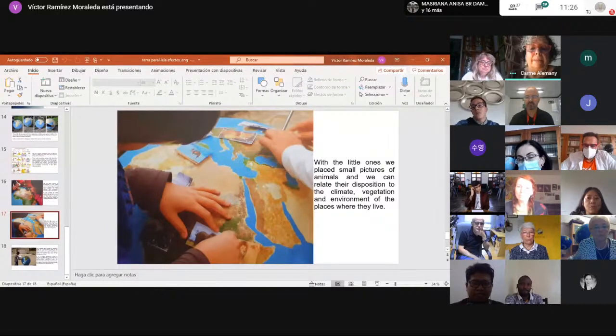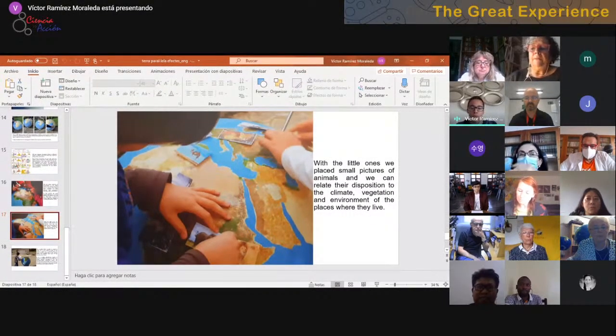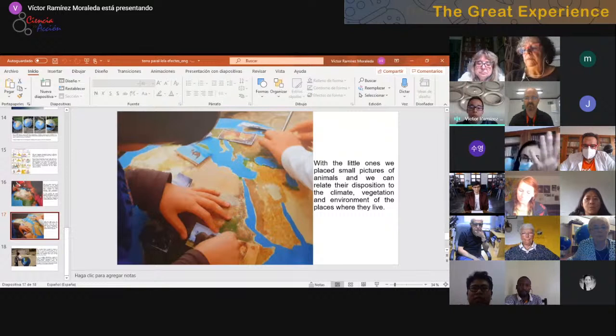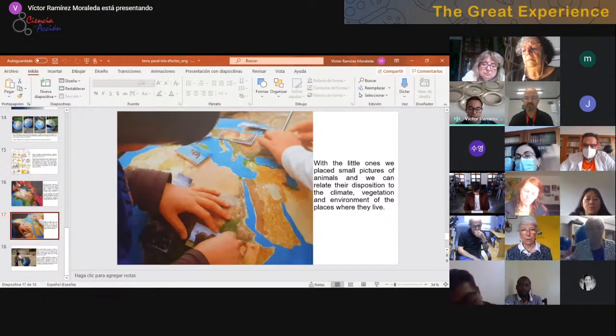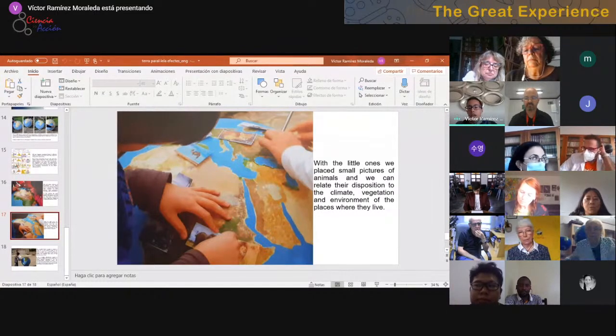Okay, and with the little ones, we placed small pictures of animals. And we can relate their disposition to the climate, vegetation, and environment of the place where they live. By putting these small pictures of animals, we learn about the climate, the way that they relate with humans, and all this.